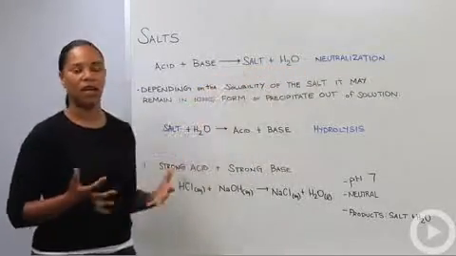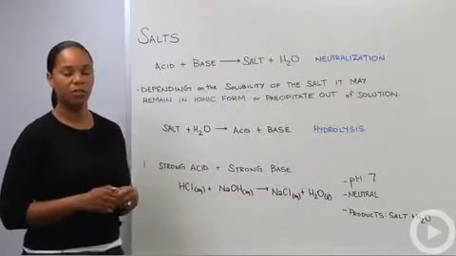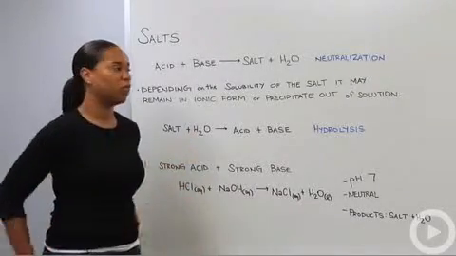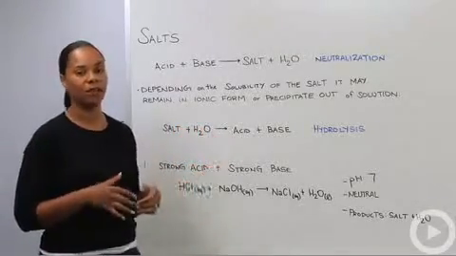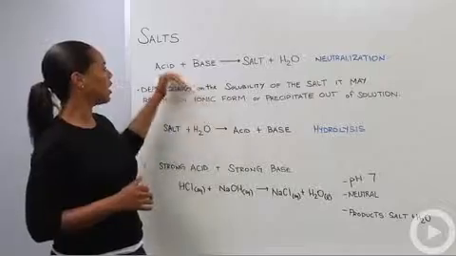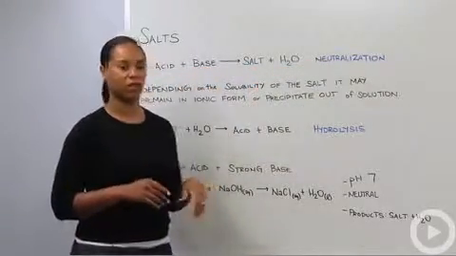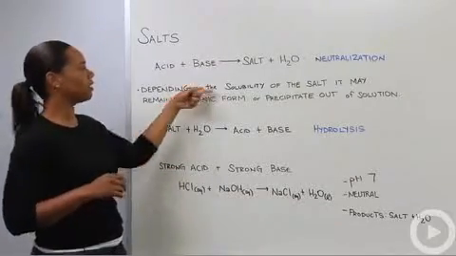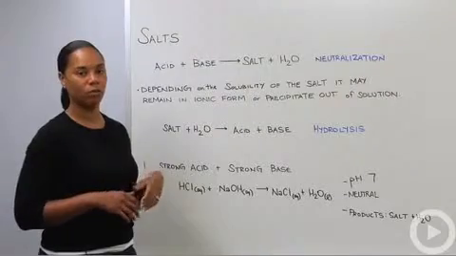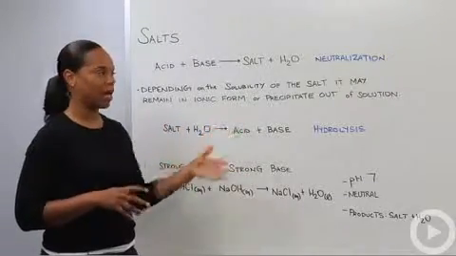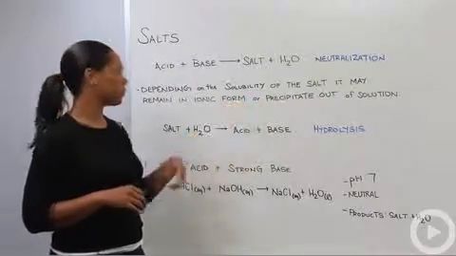So a salt meaning an ionic species, so something similar to table salt, with which you're very familiar, which is sodium chloride, which when you put into an aqueous solution, you get sodium ions and chloride ions. So an acid and a base forming salt and water is what's called a neutralization reaction. Depending on the solubility of the salt, it may either remain in its ionic form, so as cations or anions, or precipitate out of solution.